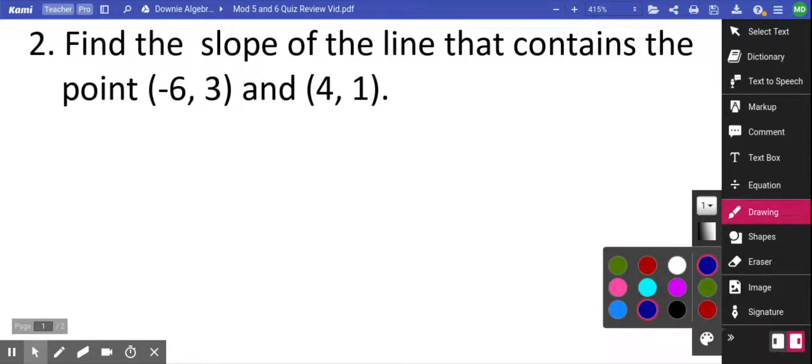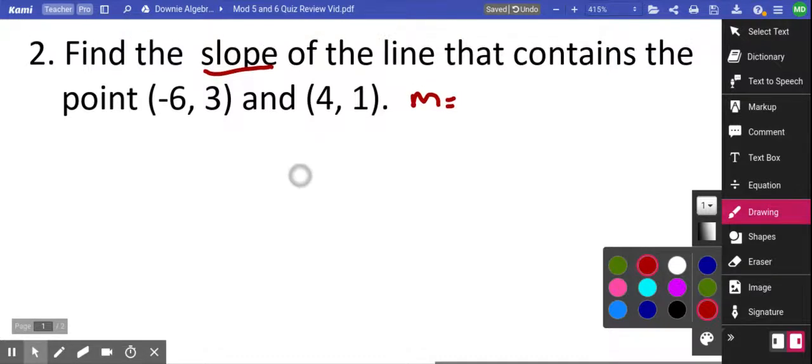For number 2, I'm finding the slope of the line that contains the points (-6, 3) and (4, 1). Remember that slope is represented by our letter M. We can think of this in a couple different ways.